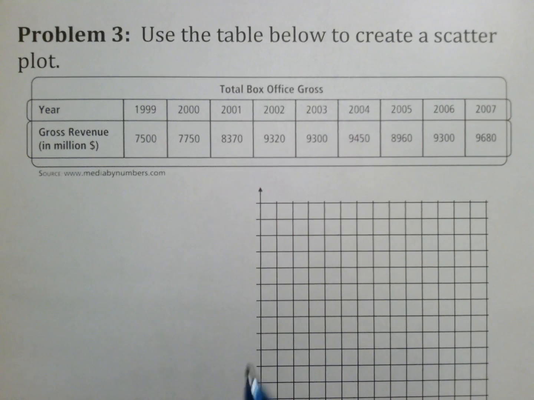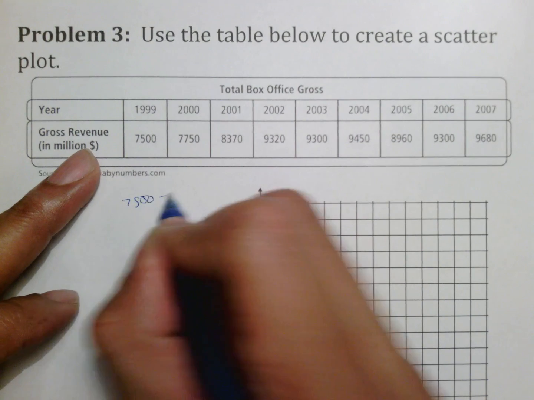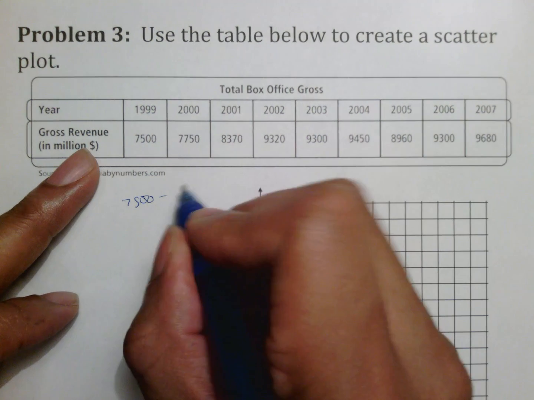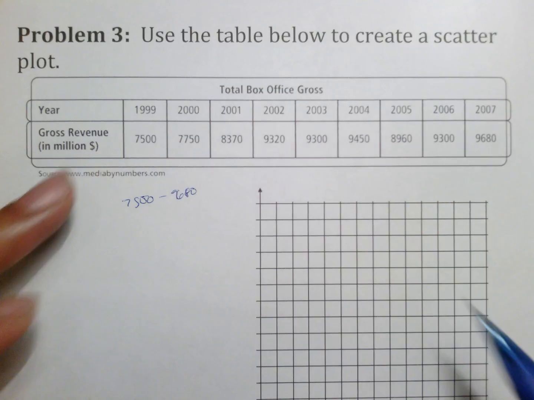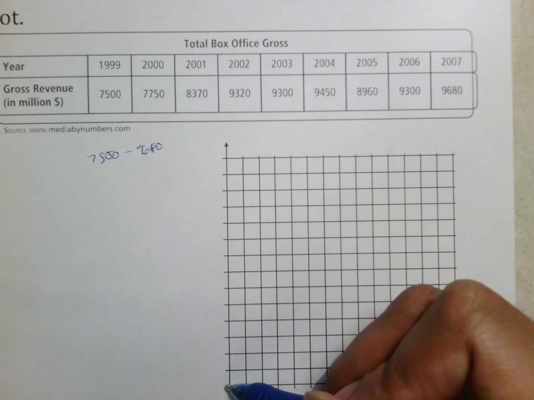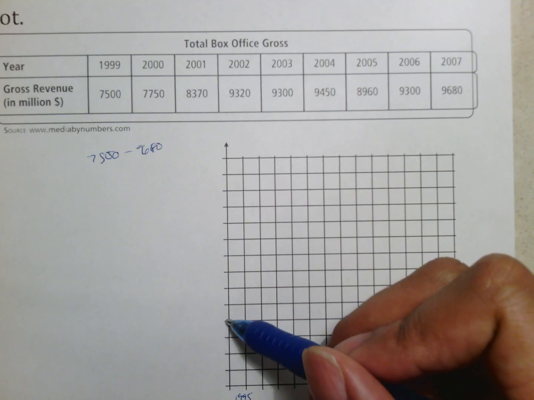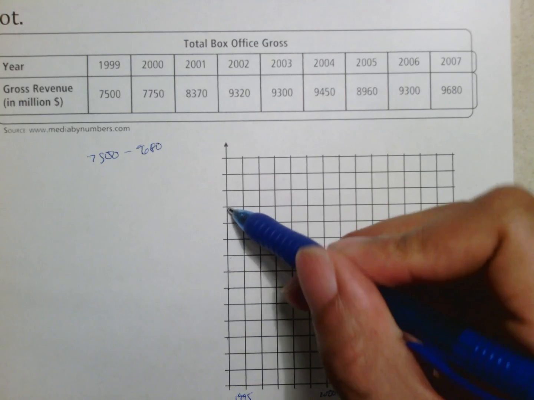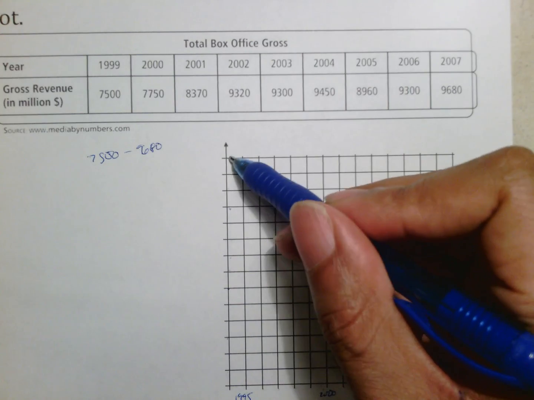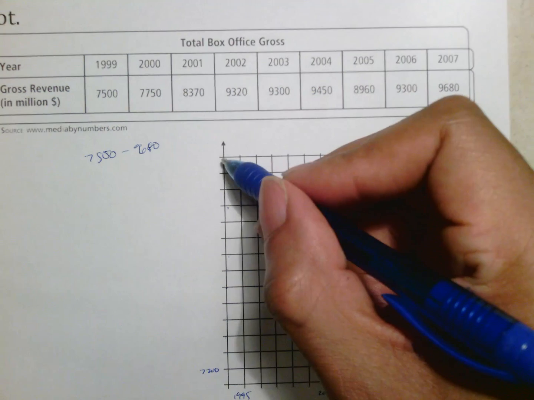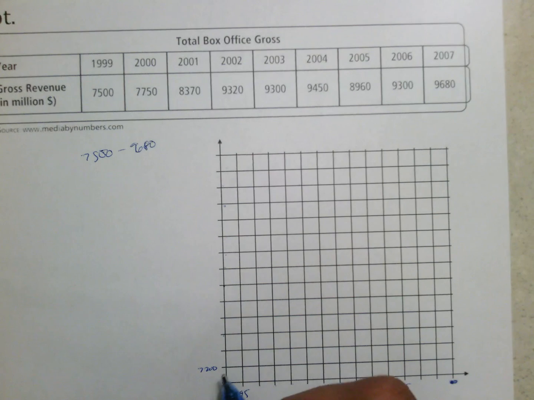In terms of my numbers here, my lowest number seems to be 7,500 going up to about 9,680. So if I start at 7,000, 7,200, 7,400, 7,600, 7,800, 8,000, 8,200, 8,400, 8,600, 8,800, 9,000, 9,200, 9,400, 9,600. So what I'm going to do is start at 7,200, and then count by 200s on the way up, because I noticed that I almost made it with that. So I'm just going to start a little bit higher. So 7,200.